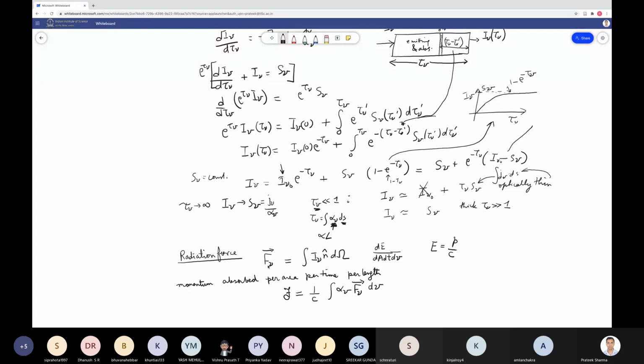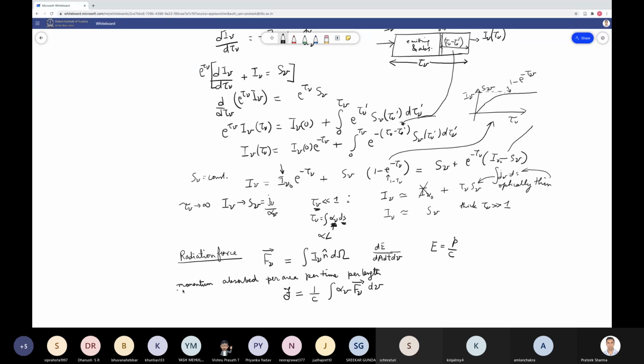So this F nu is the flux. Alpha nu times F nu is, yeah, right, so this is per unit length. So alpha nu times F nu becomes energy absorbed per unit volume, per unit time, per unit frequency. Right? You now integrate over all frequencies and you divide by c to get the momentum.